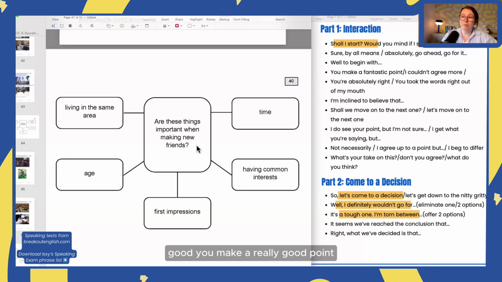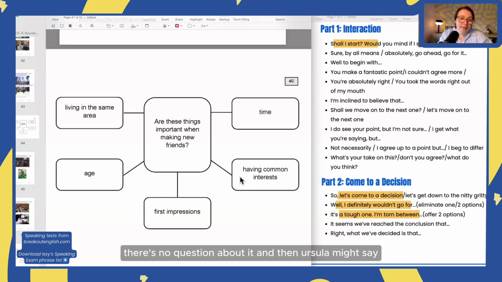Good. You make a really good point. So you really have your main ideas there. You might say, for example, well, I'm torn between living in the same area and having common interests. But if I had to choose one, without a doubt, it would be having common interests. Because if you guys like doing the same things, then it's so easy to spend lots of time together over the years. There's no question about it.